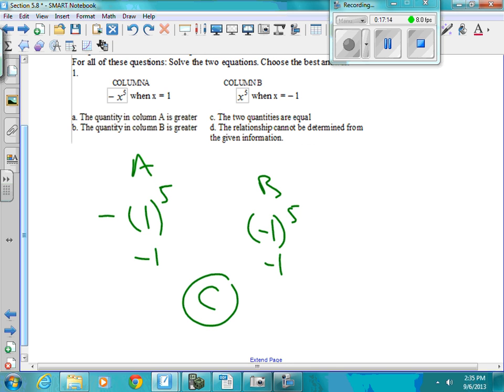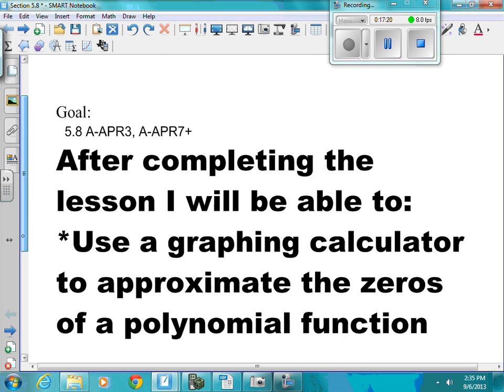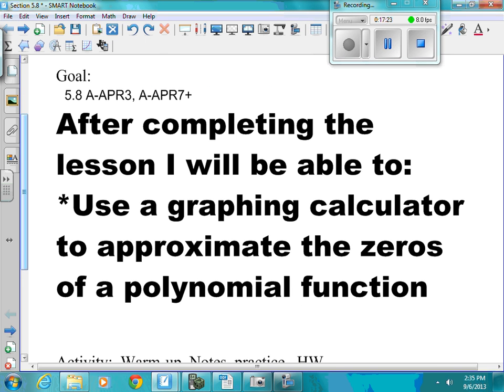So that's how you're going to go about doing those in class tomorrow. I'll have a worksheet for those as well. So let's revisit. Did we hit our targets? Today we did use a graphing calculator to approximate the zeros of polynomial function and the turning points. Okay, I think we did that.